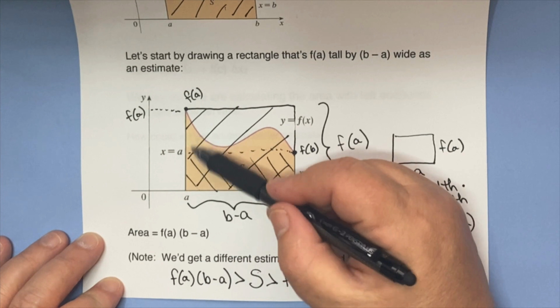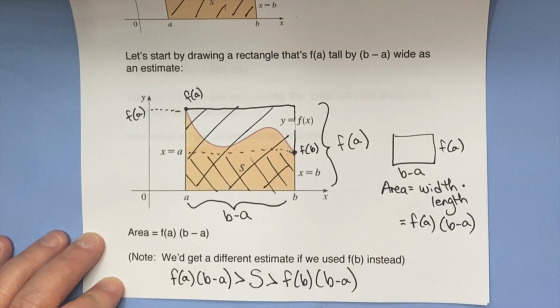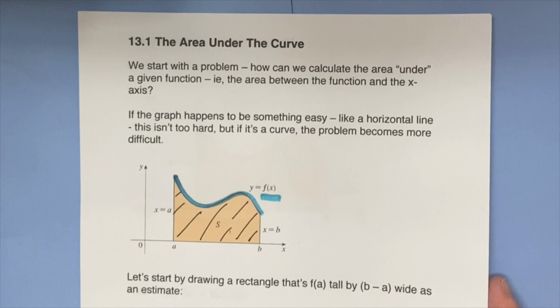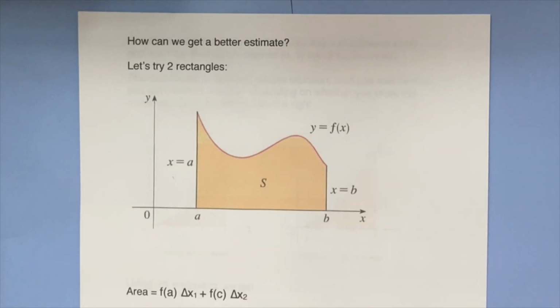So we're missing a bunch of stuff there. Not great estimates, but this is where we start with mathematics: we start with estimates and see if we can make them better. So, next page, let's see if we can make it better. How do we get a better estimate?